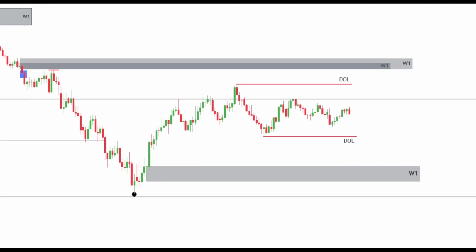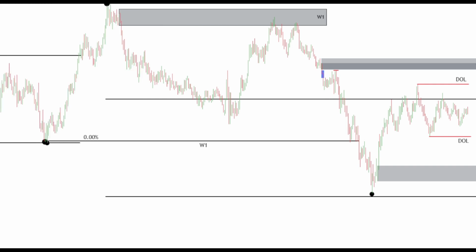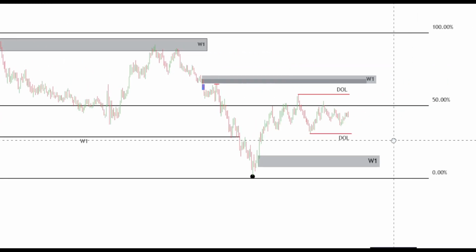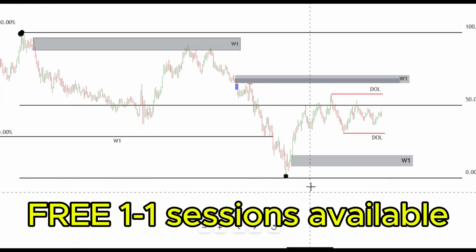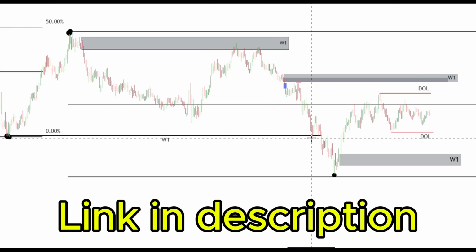So for example, if I quickly zoom out, what we understand structurally is that we are bearish, and we have been bearish for a while. And the reason why we are bearish is because we have a structural high over here and we have a structural low down here. So this is our break of structure to the downside.